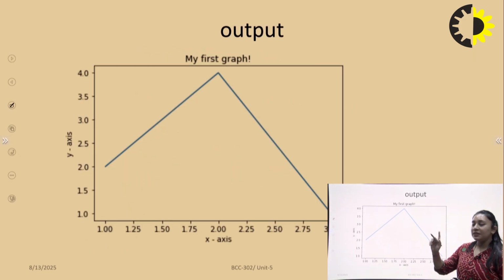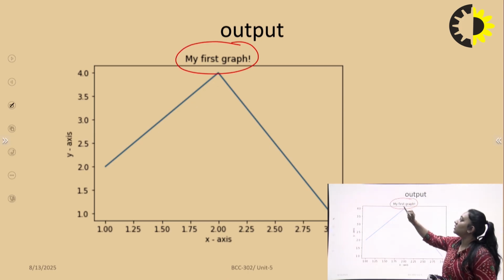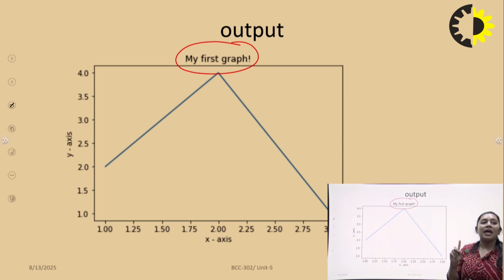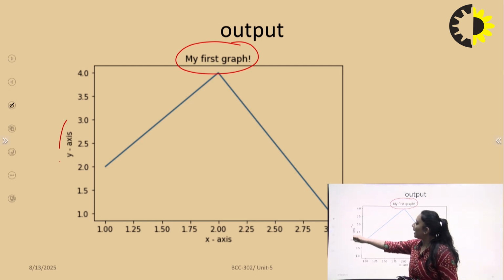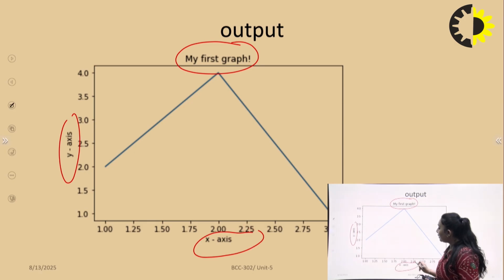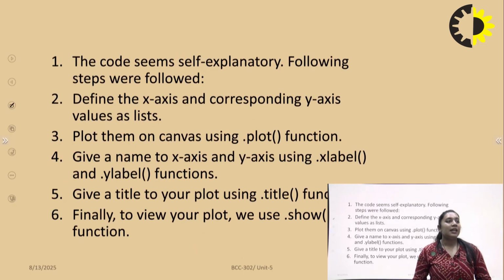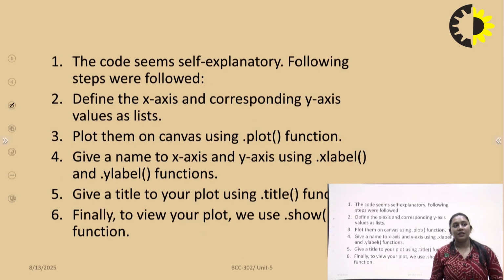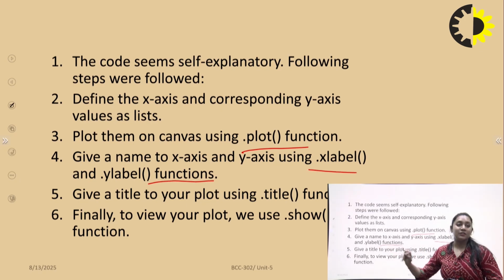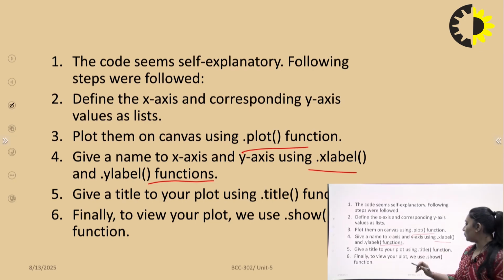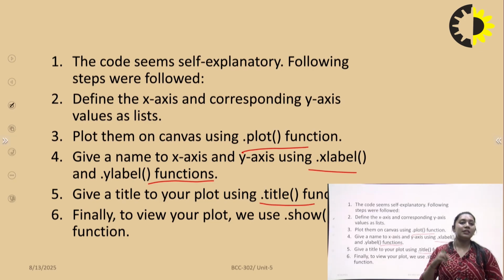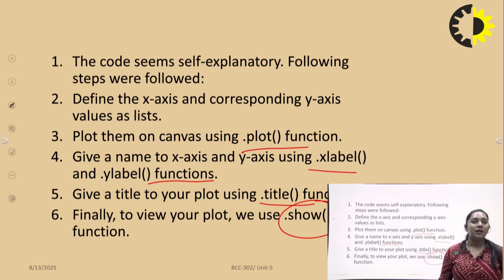So with the help of the title function, you write the title of the graph. With the help of the label function, you define the x-axis and the y-axis, and with the help of the show function, the graph is represented, right? Next, the code seems self-explanatory, right? You define the x-axis, y-axis, and in this we use the plot function also. We use the label functions for labeling the x and y axes. We also use the title function to title the graph, and then finally we use the show function to show the result, right?